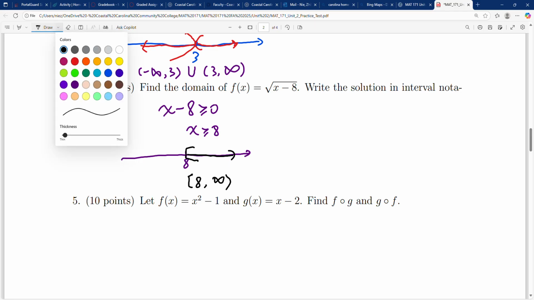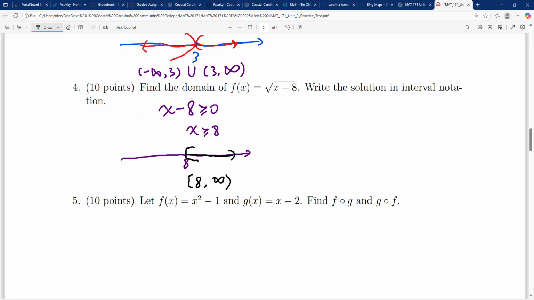The other end depends on whether to use brackets or parentheses. It depends on this sign. If it's greater than or equal to, or less than or equal to, then you use brackets. If it's greater than or less than, you use parentheses. Greater than or equal to, less than or equal to, use brackets.